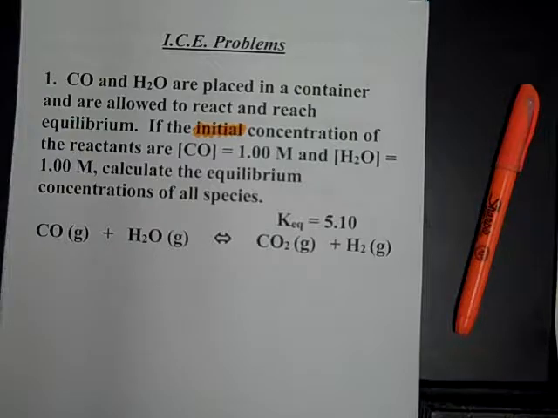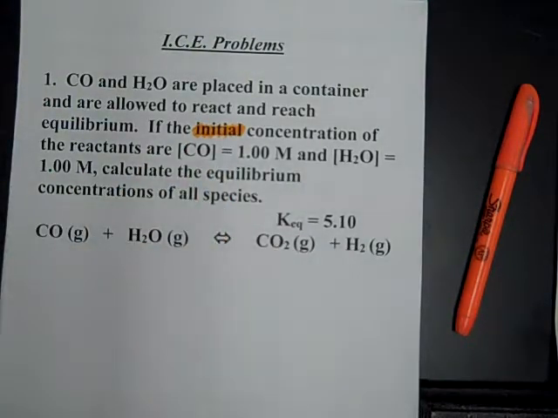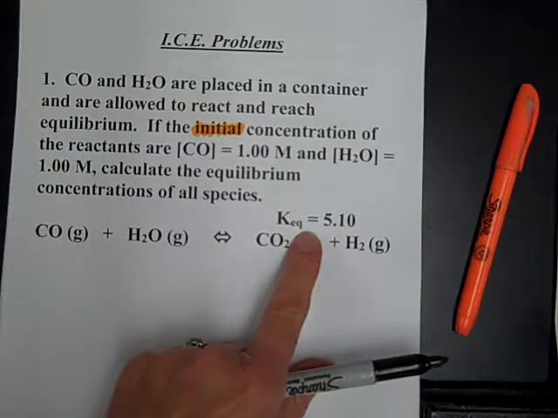It says carbon monoxide and water are placed in a container and allowed to react and reach equilibrium. If the initial concentration, that's very, very important. Again, I encourage you to highlight that, of the reactants are 1 and 1, calculate the equilibrium concentrations of all species. And I've given a KEQ here.